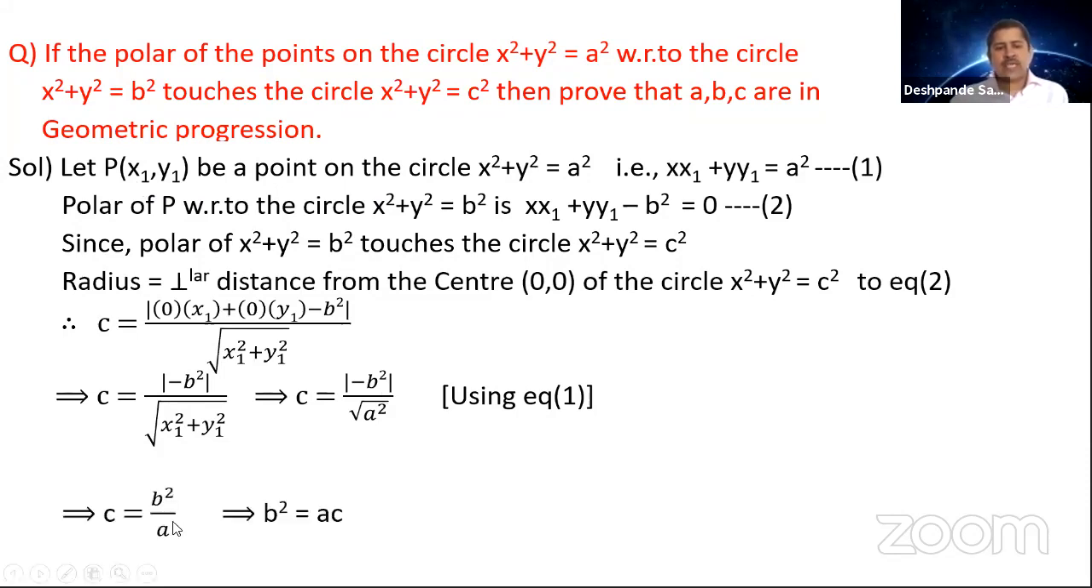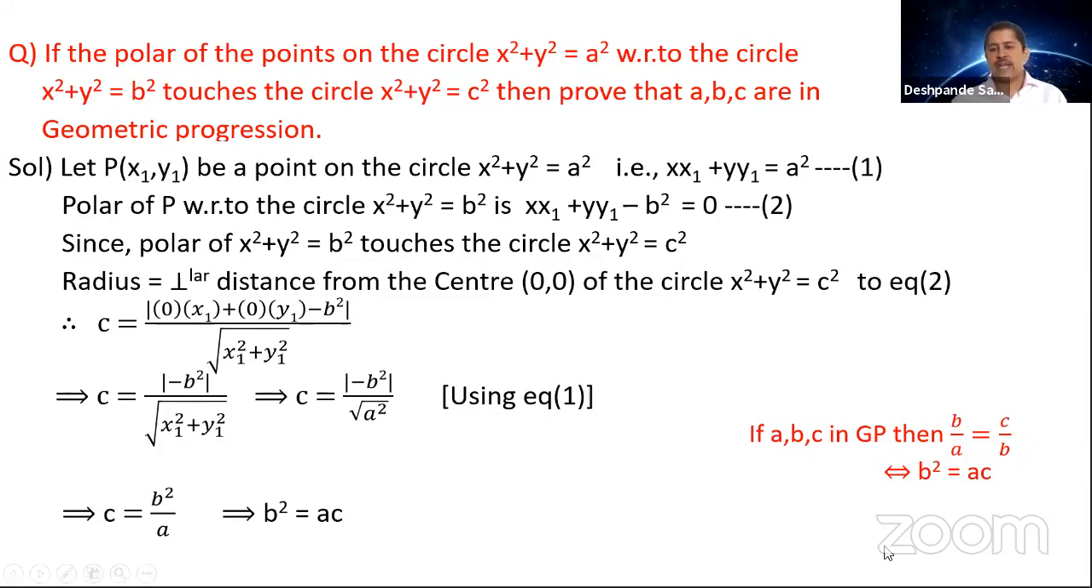Now you can write c is equal to minus b square, and since the modulus is there, you can write b square by a. So you can write b square is equal to ac. So what is the meaning of this, b square is equal to ac? Whenever you get three terms, a, b, c, in geometric progression, not arithmetic progression.